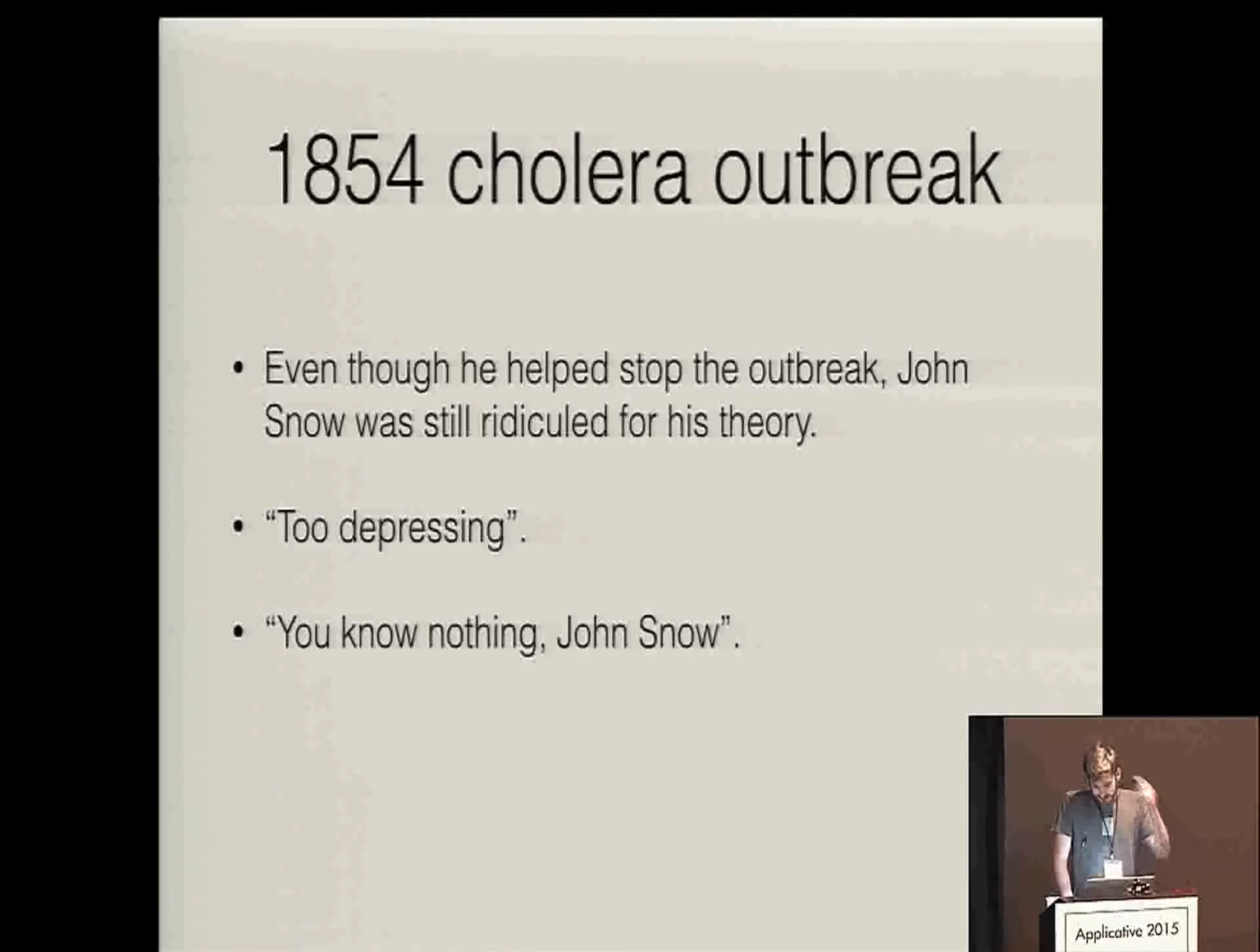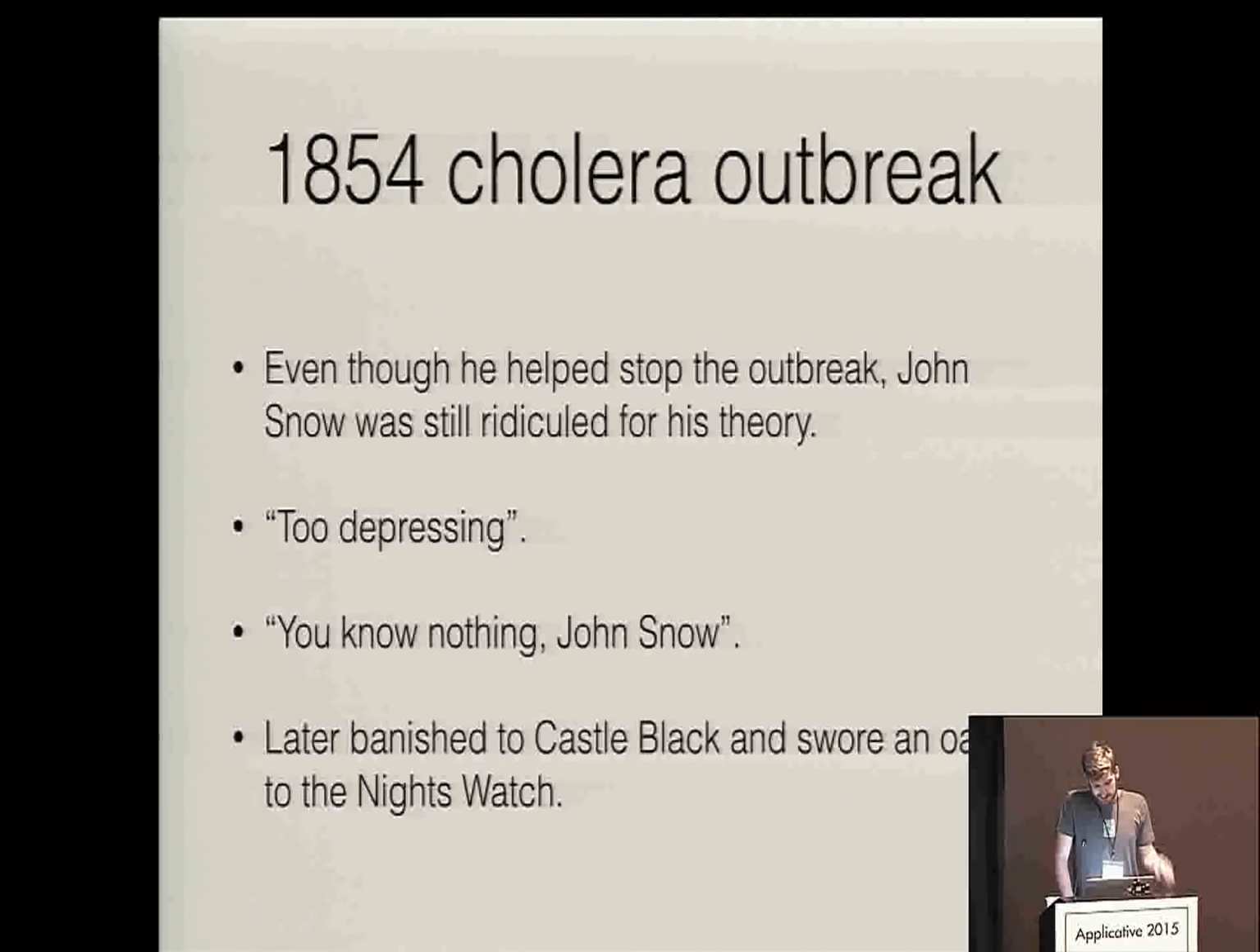And then we all know the rest of his story. He was banished to Castle Black and swore an oath to the Night's Watch. What actually happened to John Snow really was too depressing, though, and I say that kind of laughing. He ends up dying of a stroke 4 years after this in 1858, so he never actually sees his full vindication. He never sees that he was right.